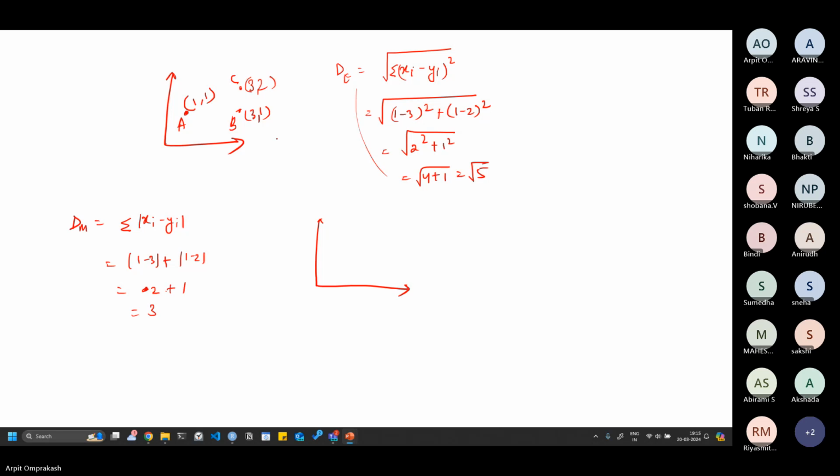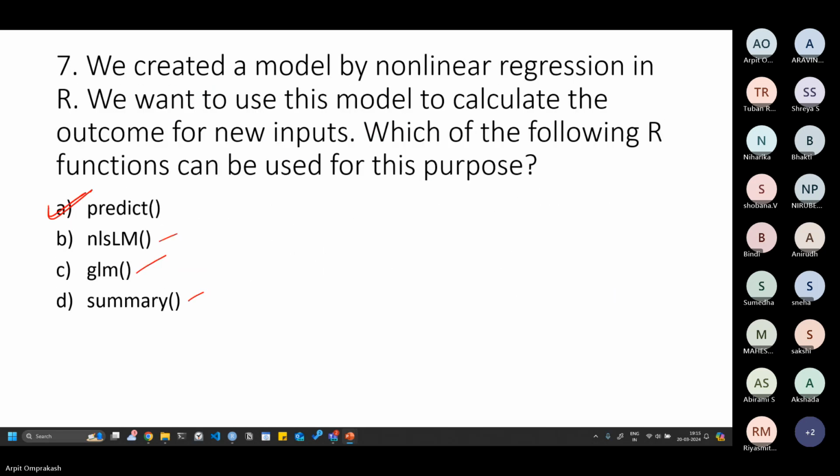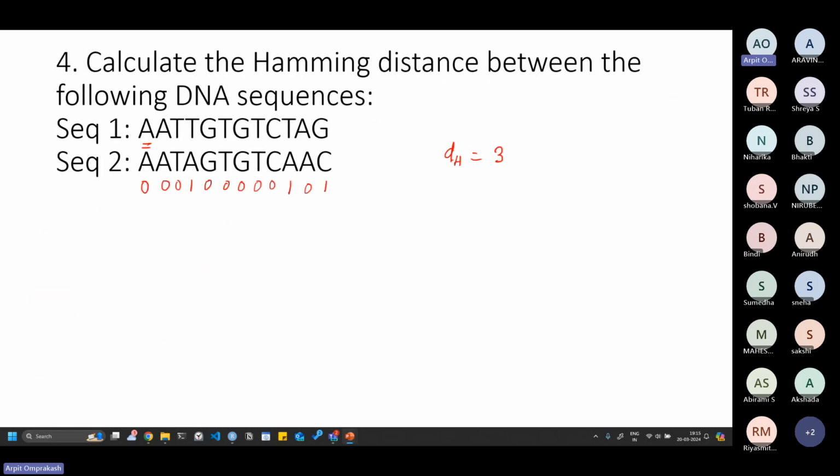Apart from that, for Hamming distance, the questions will be very similar to this. Mostly you'll be given some DNA sequences and you'll be asked what is the Hamming distance between them. You can basically see if the letters match, then there's a 0. If they don't match, there's a 1. Here 1, and basically you add them up, so you get 3 here.